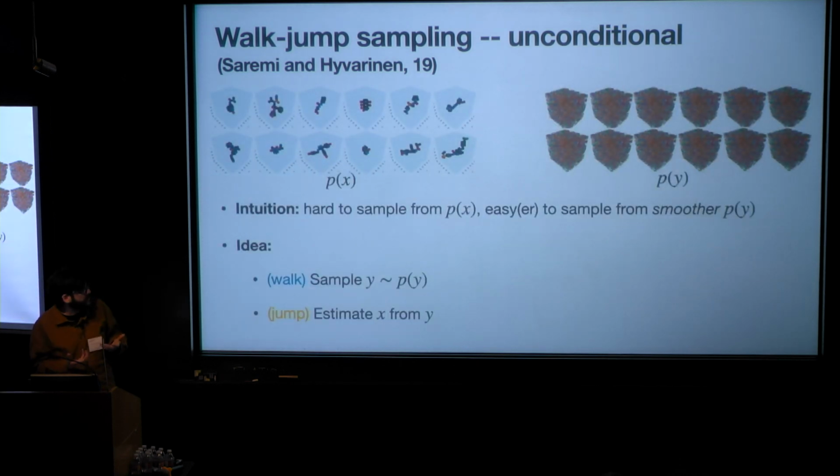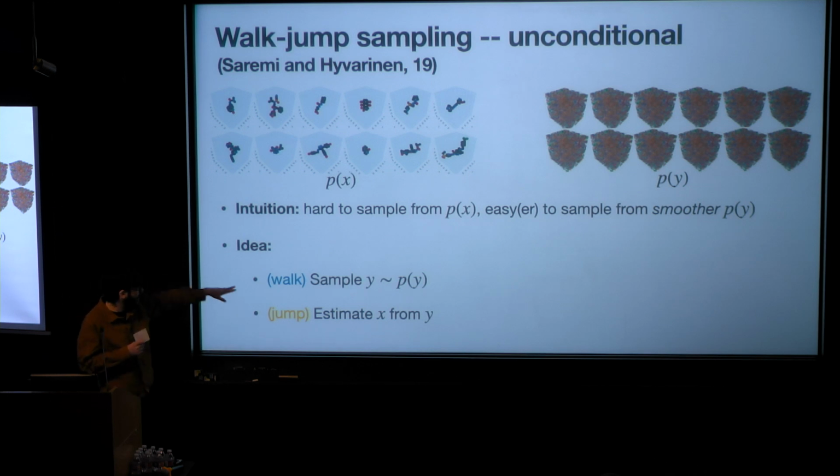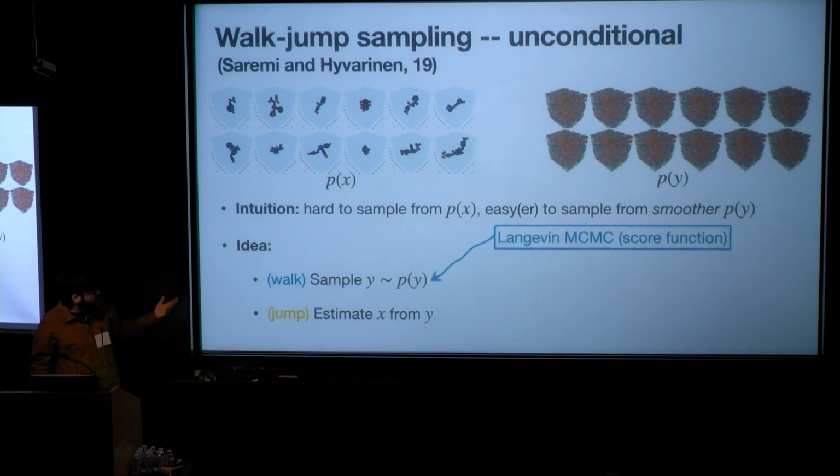Again, just to repeat myself a little bit, it's going to be hard to sample from P(x), but it's easier to sample from P(y). So the idea, and that's where the name walk jump comes from, is that we're going to first sample y from this P(y), which is the walk step, and then we're going to do the jump step to estimate x, the clean objects, from y, the smoothed one. The walk step is done with a Langevin MCMC, and to do that, we need the score function of this smoothed distribution P(y). And then we estimate x from y with a minimum mean square error estimator.